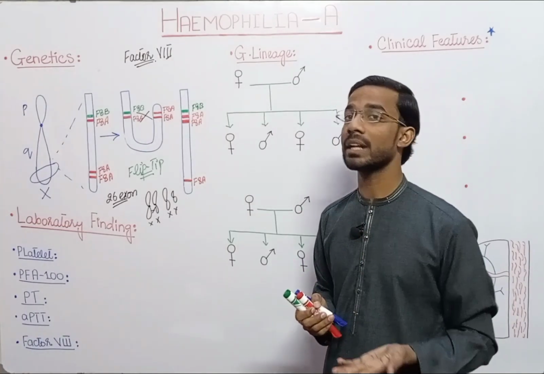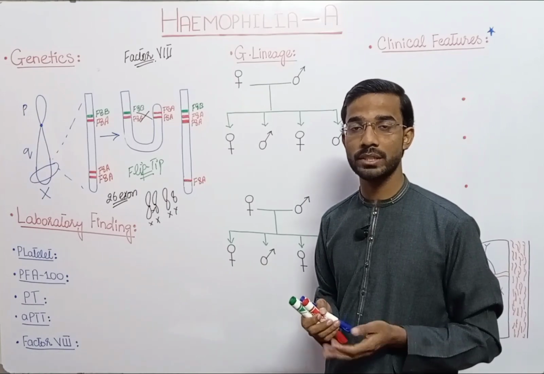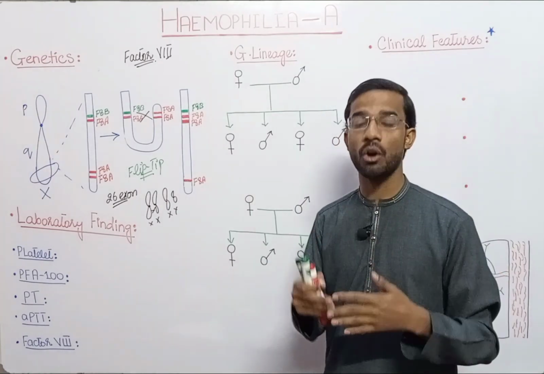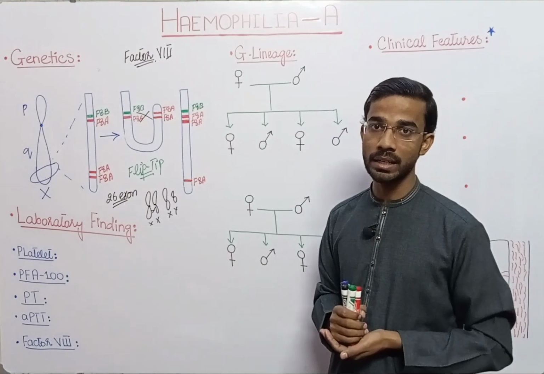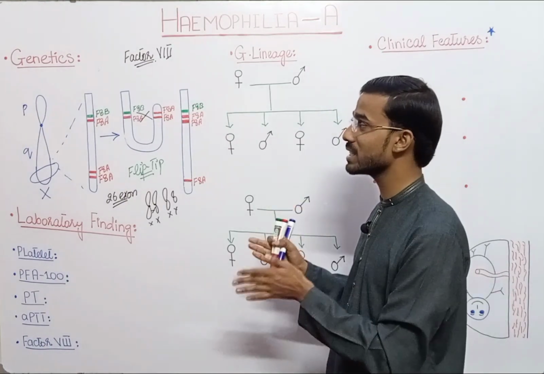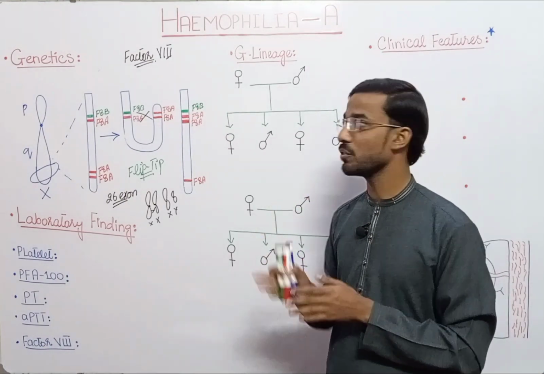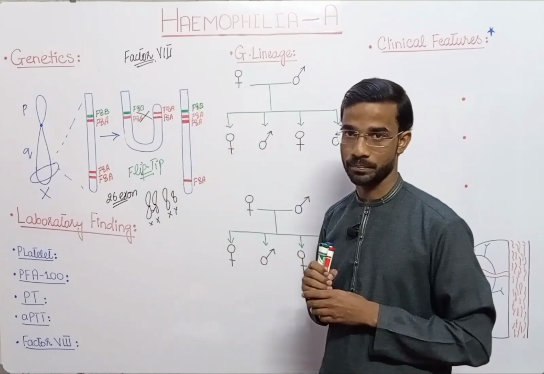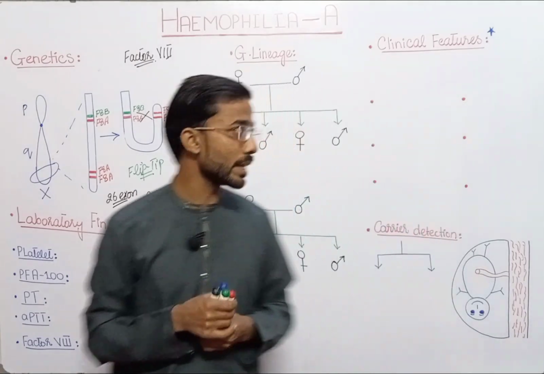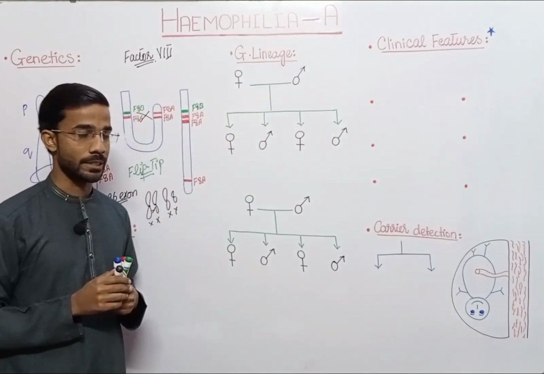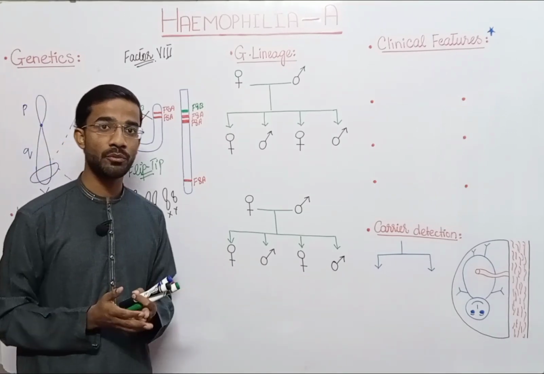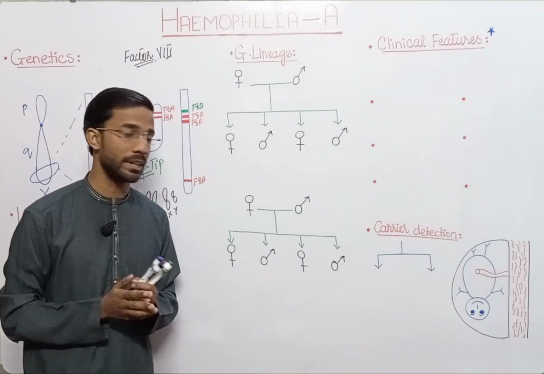And other genetic defects can also exist, like deletion or insertion of nucleotides in the DNA sequence. So this is the basic reason which affects factor 8. Next we will discuss the genetic lineage, so it will be easier for you to understand hemophilia A.